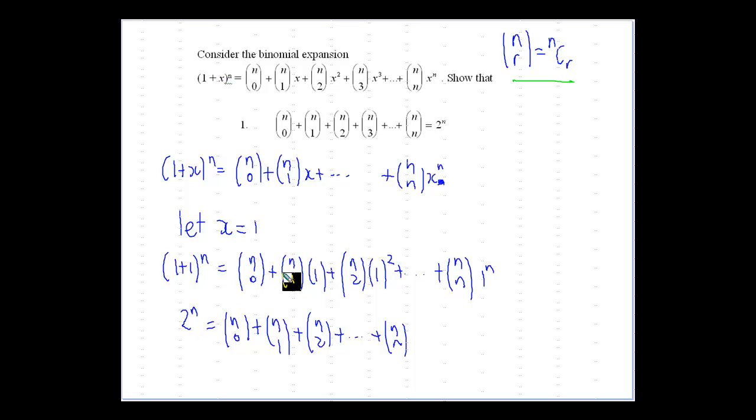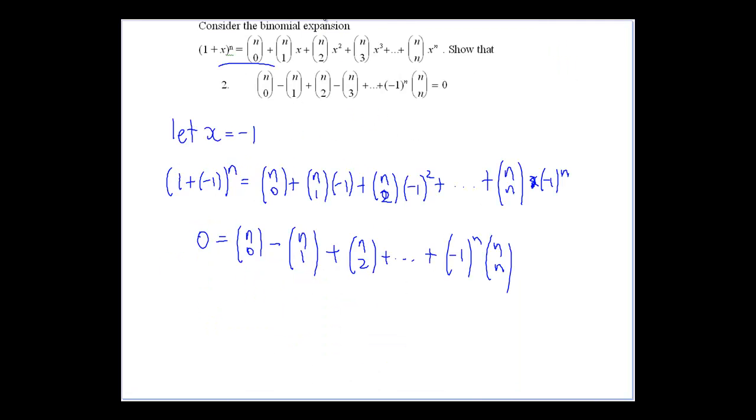And then we've got nC0 + nC1 times 1 + nC2 times 1 squared, and so on through to nCn times 1 to the power of n. Now, 1 to the power of anything is 1. So basically, we can just write it as nC0 + nC1 + nC2, and so on through to nCn. And there's the result. What about the next one?